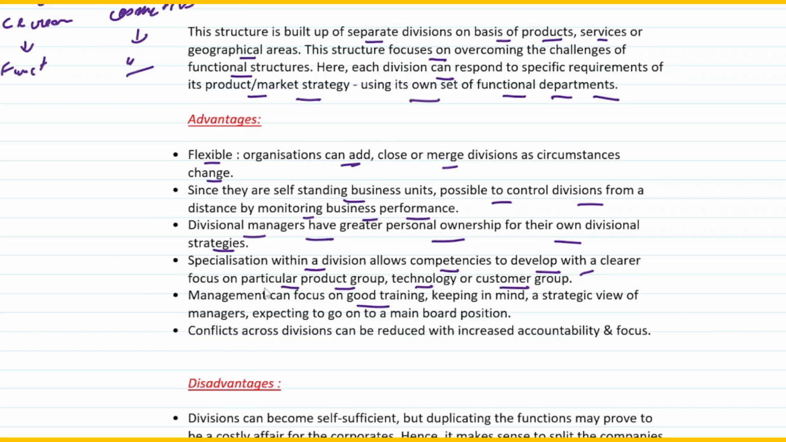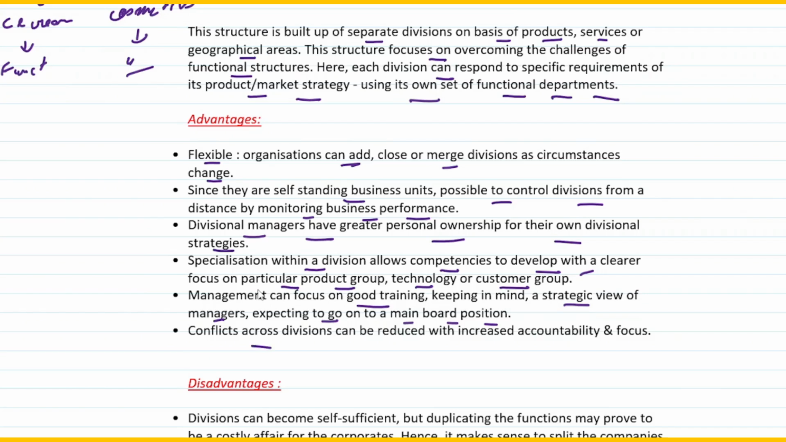Management can focus on good training, right? Because the divisions are segregated, you can figure out exactly where something is lacking. So in order to improve that, you can focus on good training, keeping in mind a strategic view of managers expecting to go on to main board positions. So you concentrate on managers who are doing well and who are expected to grow up the ladder. That means they can move from middle management to top management. So management can focus on such people and impart good training to them, right?